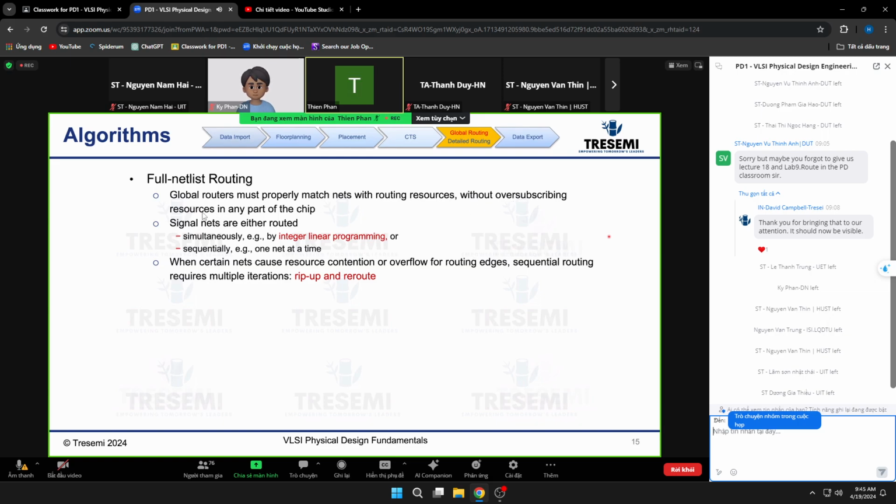So they're talking about this very popular what they call ILP, right? Which, again, is just beyond the scope of this class, but essentially that's the algorithm used to route all the nets at the same time, right? So here you can say, well, you can do it sequentially, or you can do it simultaneously.